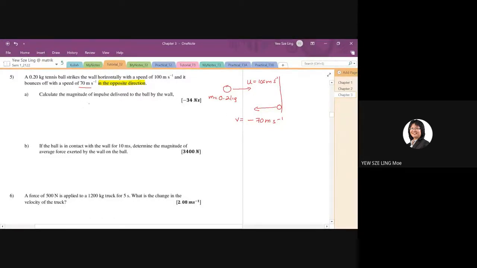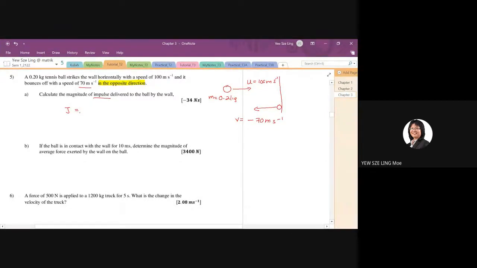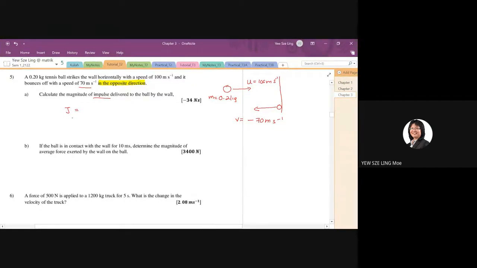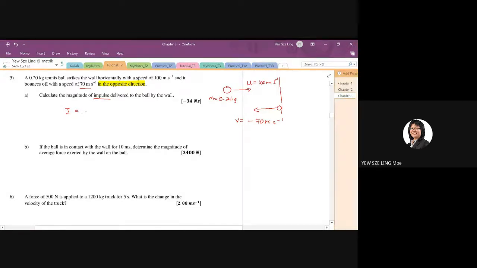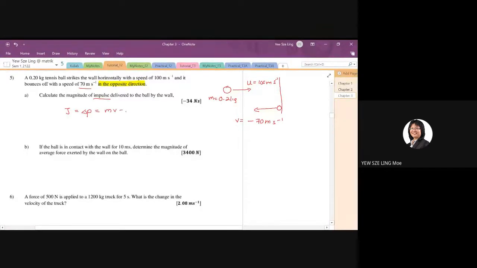We want to calculate impulse. So calculate the magnitude of impulse delivered to the ball by the wall. So what are we going to do? The definition tells you that J equals Ft. But according to the impulse-momentum theorem, which is what we are going to apply now, J equals delta P, which equals mv minus mu.